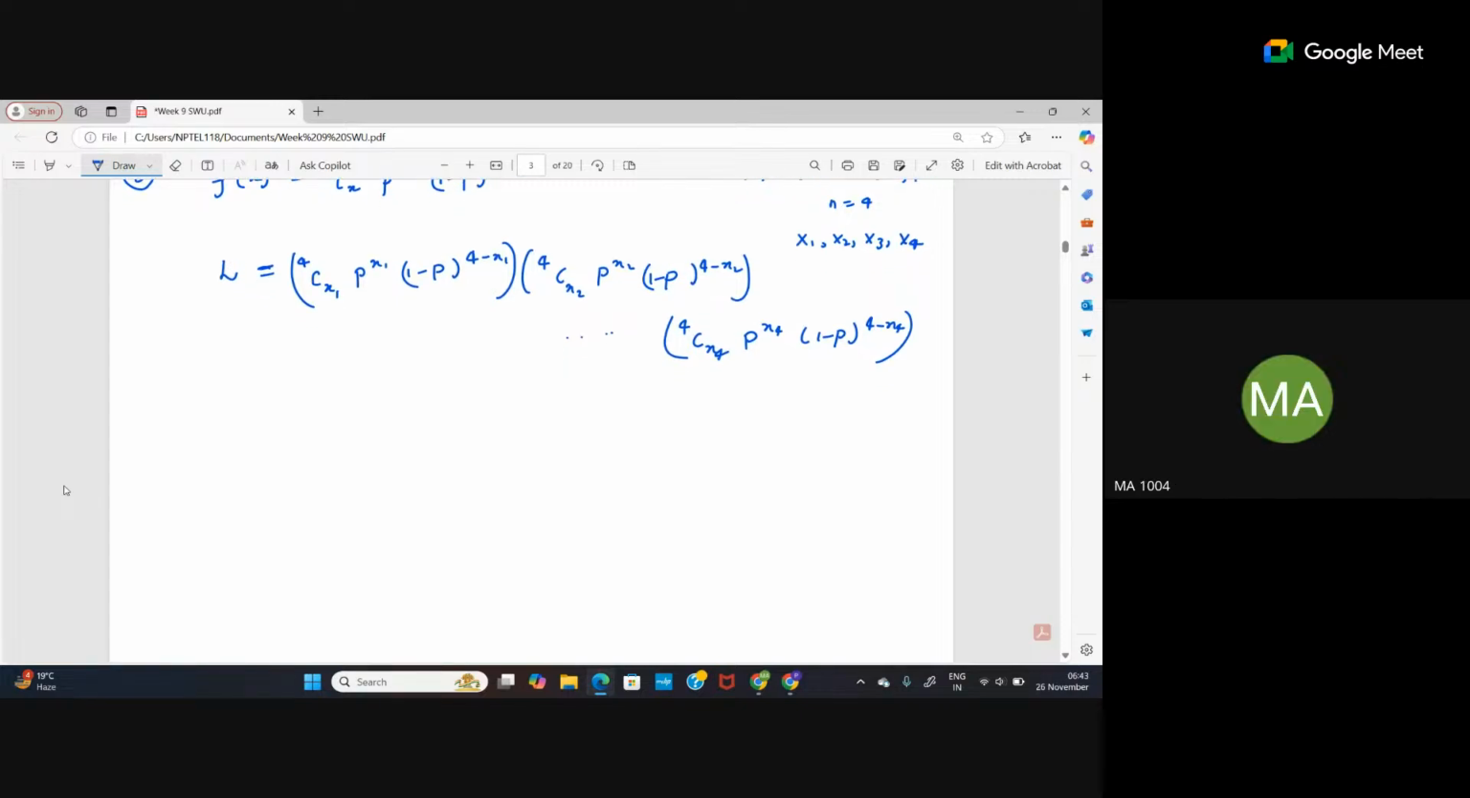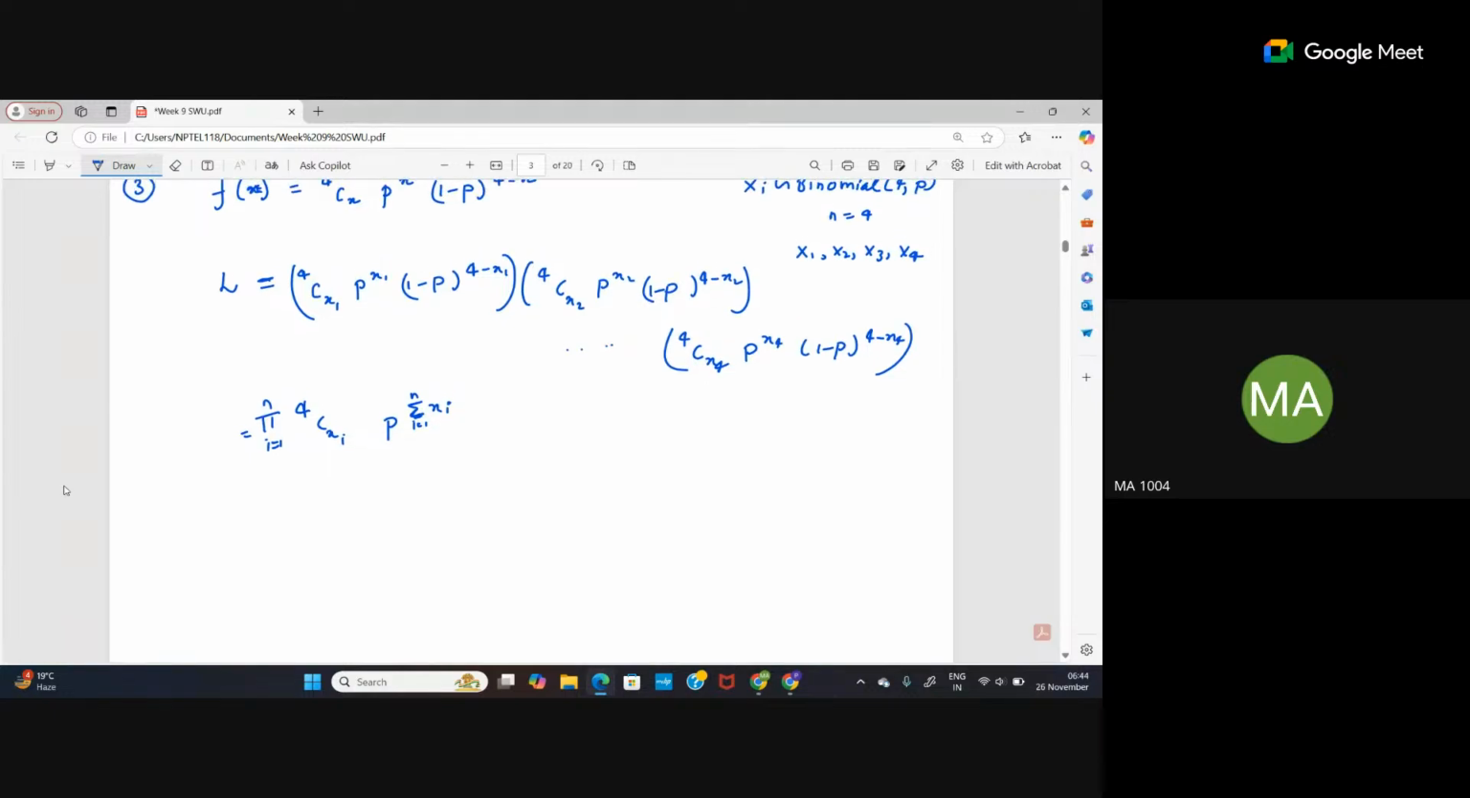So this will be your likelihood function. Now what we will do? We have to take log of it. First we will simplify it. It will be 4Cxi, I can write it like this also. Then p to the power summation of xi, right? You can directly put the values also, but it's better if you know the procedure, how we solve questions.